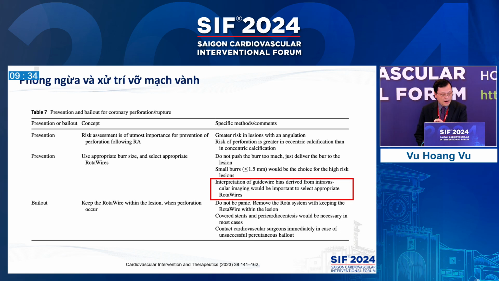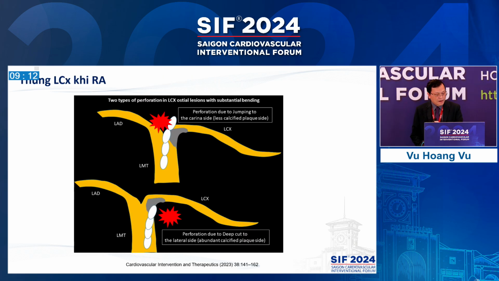And how about how to prevent the coronary perforation rupture? So I think the most important is that we use the intravascular imaging to guide the rotablation atherectomy procedure to reduce the risk of the perforation in the patient. And this is the picture showing you the risk of the circumflex ostium perforation.